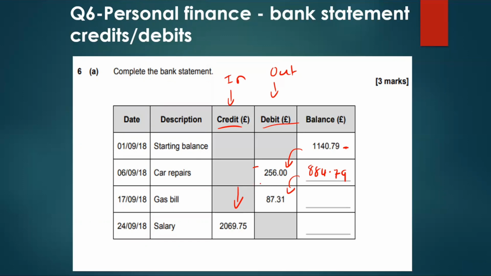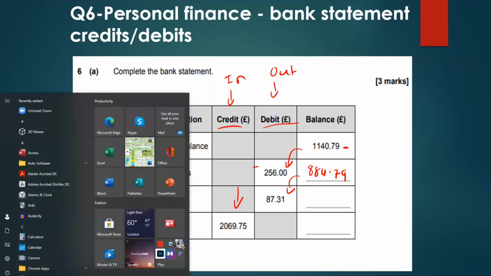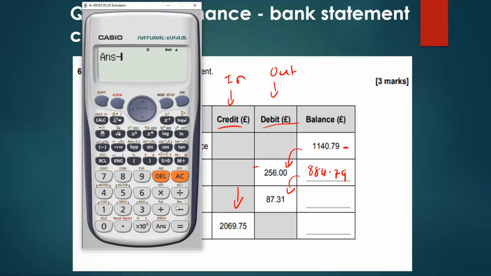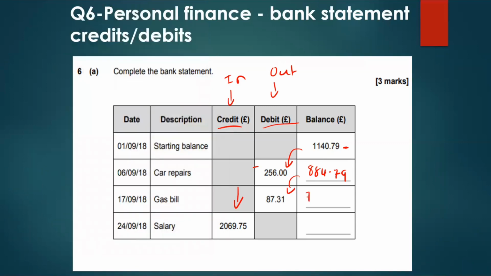I now have to pay my gas bill for £87.31. So now taking that out, 884.79 take away 87.31 gives me an answer of 797.48. So we've now got a balance of 797.48. And then we get a big salary increase to this price here. Okay, so now we get an increase.